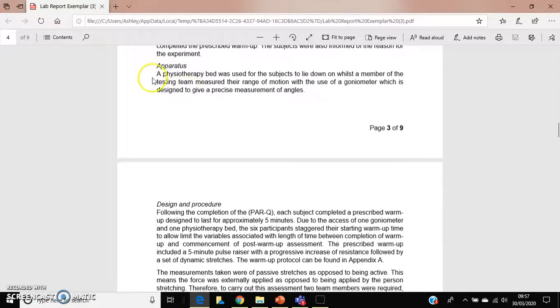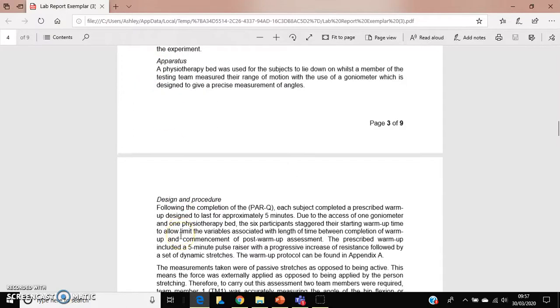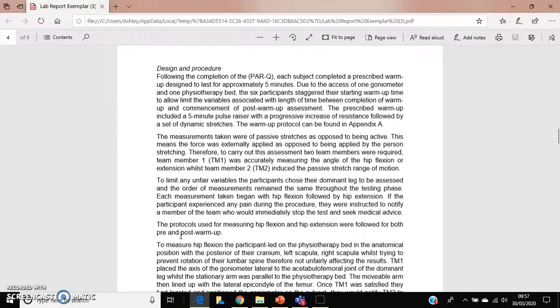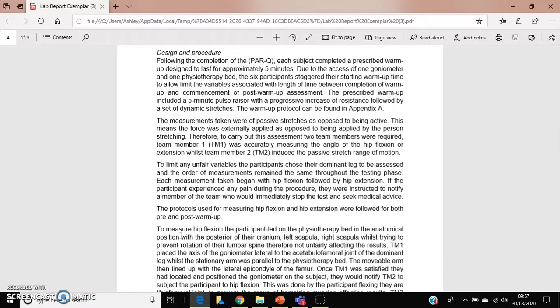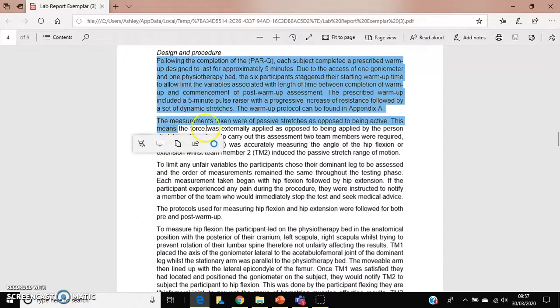Then the apparatus. This is where you need to know what the exact apparatus were, the names or the actual brand of equipment. So you need to make sure you're detailed on that. Your design and procedure. This is where your data collection procedure was actually administered, so that needs to be typed up in detail.